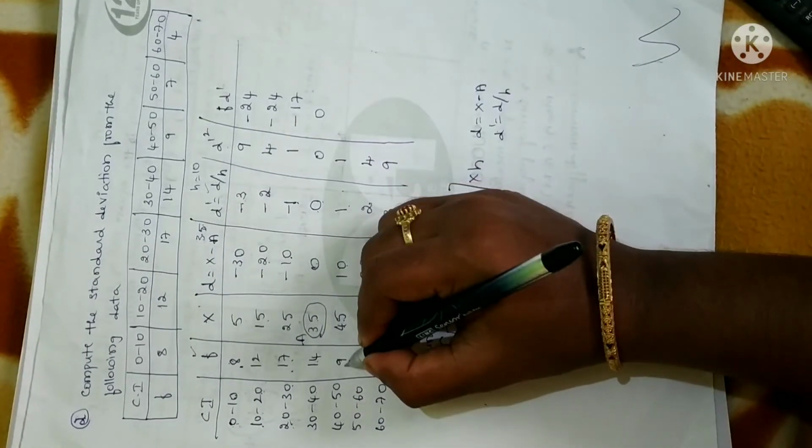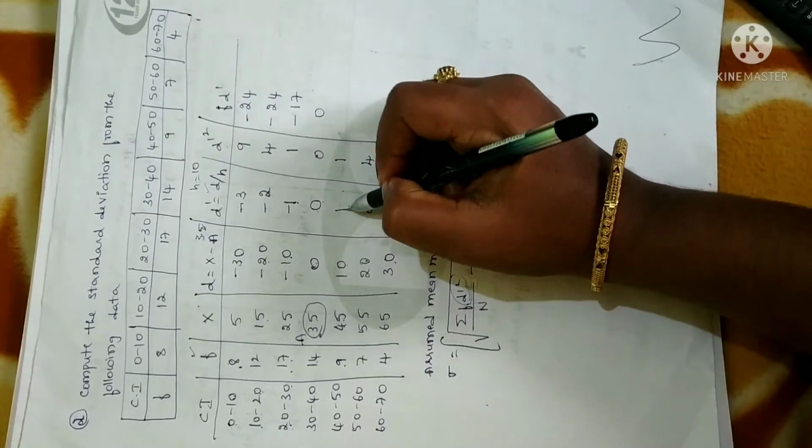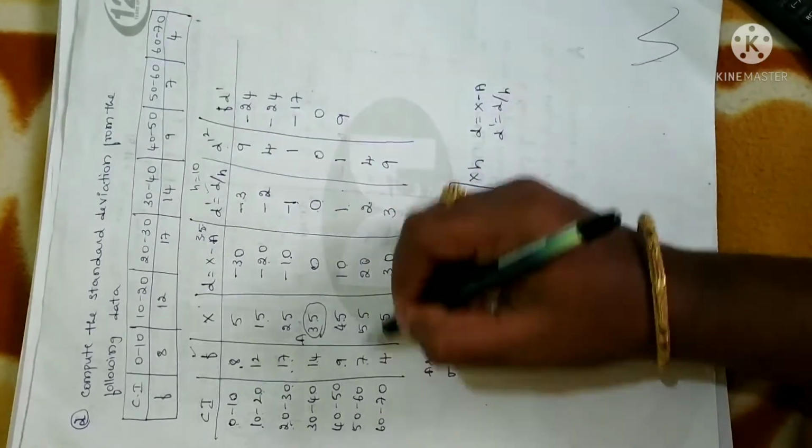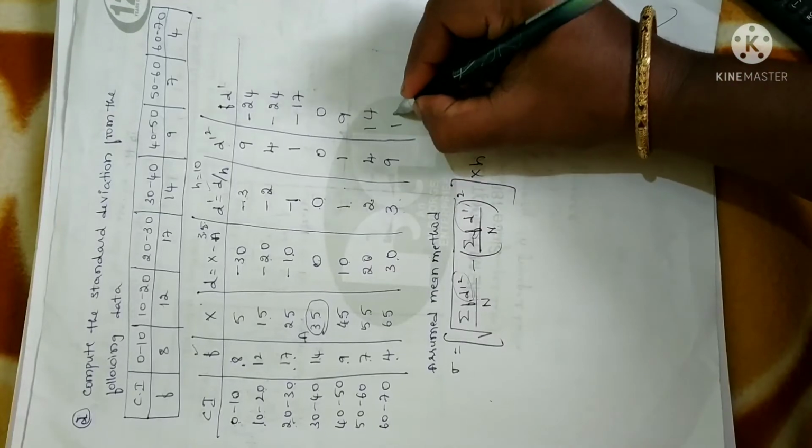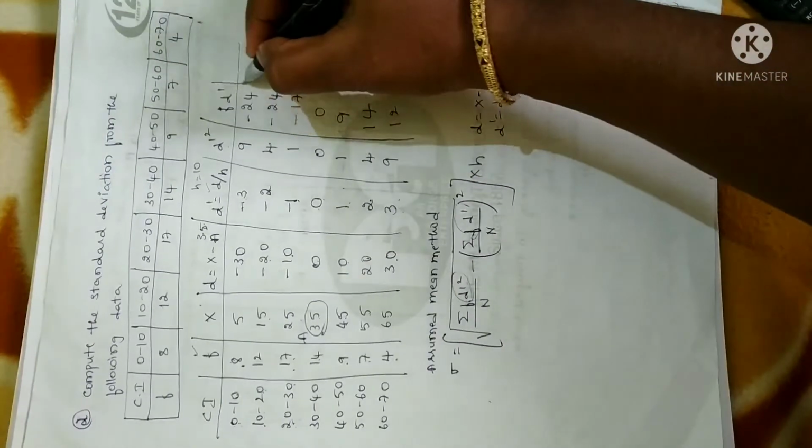Next, f is 9 and d dash is 1, so 9 into 1 is 9. Next, 7 into 2 is 14. Next, 4 into 3 is 12. So I have calculated the f into d dash values.